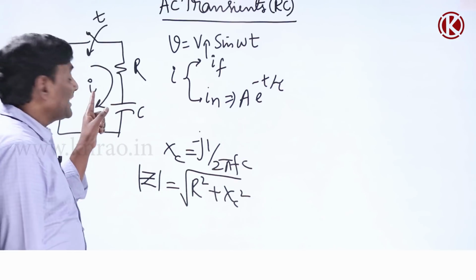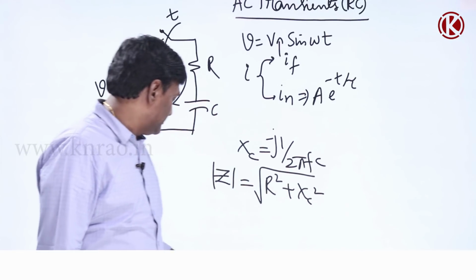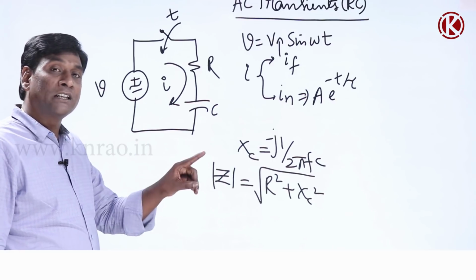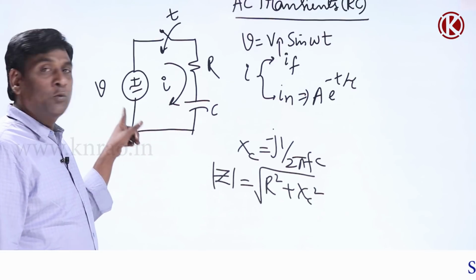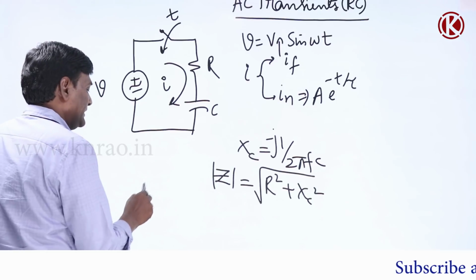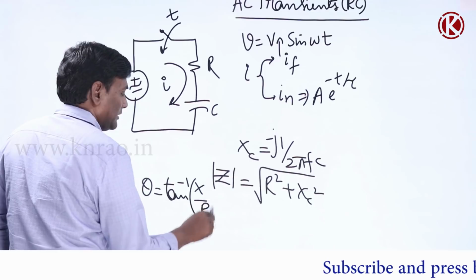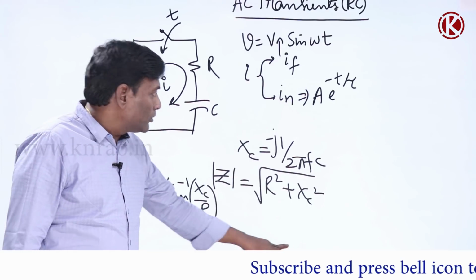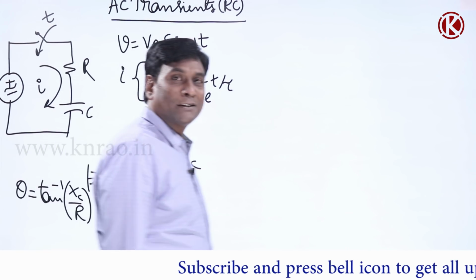Now my steady state current, under steady state conditions at t tends to plus infinity, once the transient has died out, should lead the voltage by tan inverse of XC by R, right? So theta is tan inverse of XC by R, and my current should lead. So see here, hope you will understand the mistake.